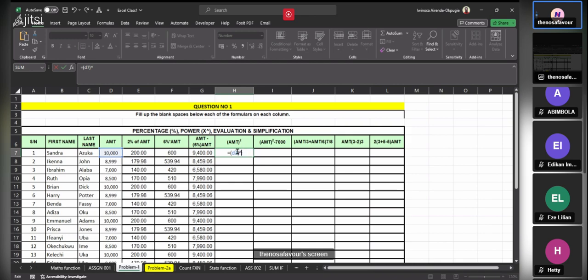Can you see that, Lillian? And everybody, can you see that? Yes, I can see it. All right, so this means raised to power. So I will just put 2 here. When I hit enter, it should give me my answer.